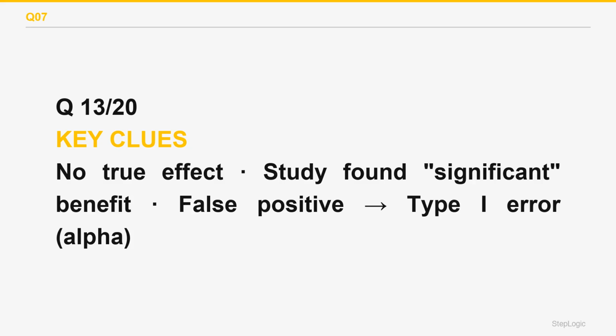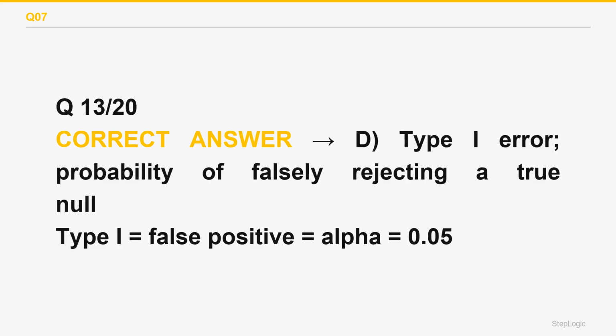The threshold for statistical significance, alpha, conventionally 0.05, is the probability of making a type I error, the chance of falsely declaring an effect when none exists. Setting alpha at 0.05 means accepting a 5% risk of a false positive. The correct answer is D.